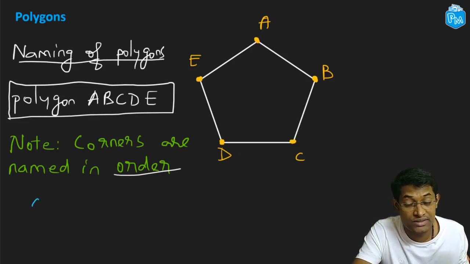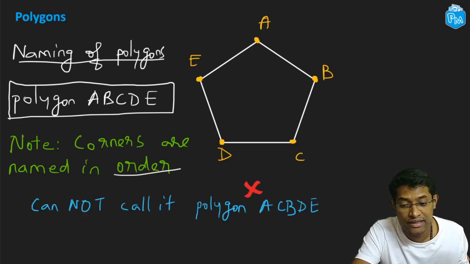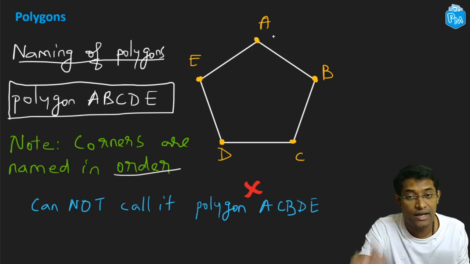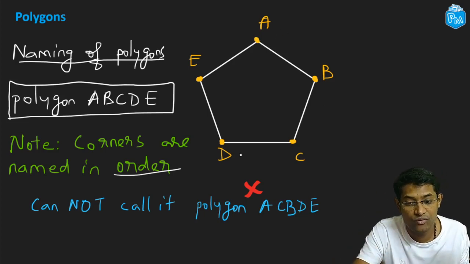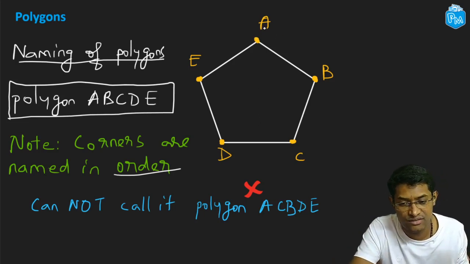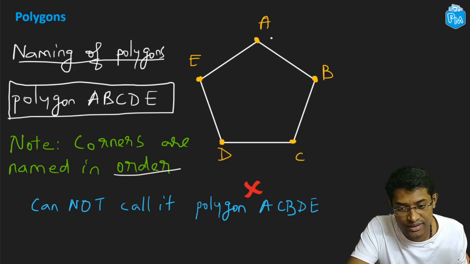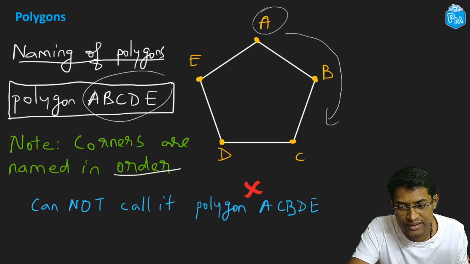You cannot call this polygon ACBDE. The points are still the same, it's A, C, B, D, E. But when you name them, you need to start at one point and go either side in the clockwise or in the counterclockwise direction. So I could call this polygon, I start at A and going this direction, I have A, B, C, D, E. That's how I get this name.